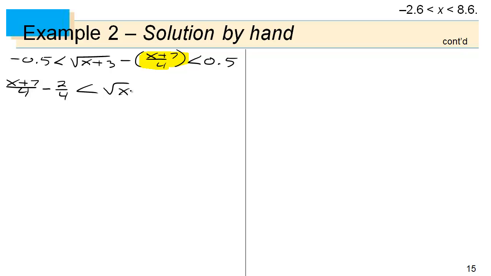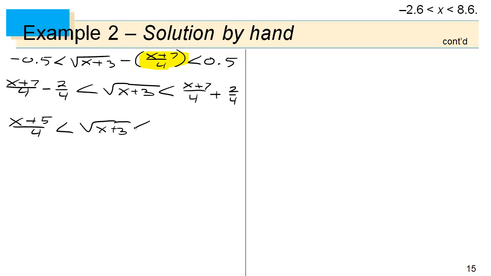Less than the square root of x plus 3, and then add it. Remember, you've got to add it to all three pieces. x plus 7 all over 4 plus 2/4. And you can see why I did it this way, because now I can make it all one big fraction. So this is going to be x plus 7 minus 2, which is plus 5, all over 4, is less than x plus 3. And remember, these go over the whole thing. And then 7 plus 2, so this is x plus 9 over 4.